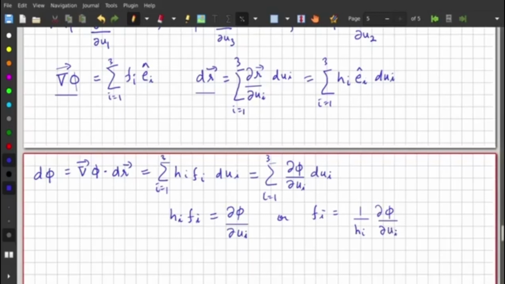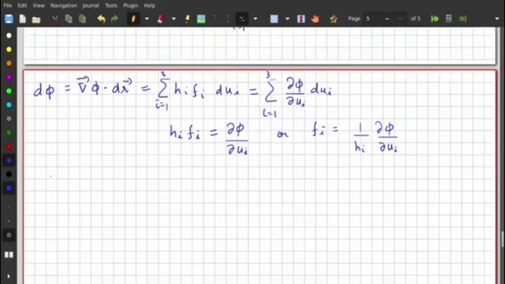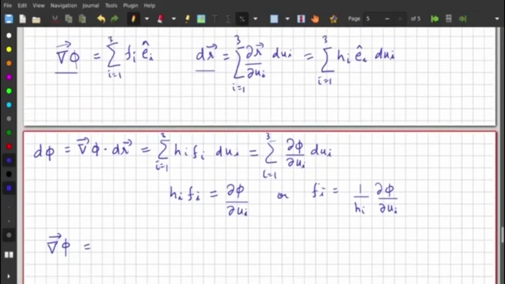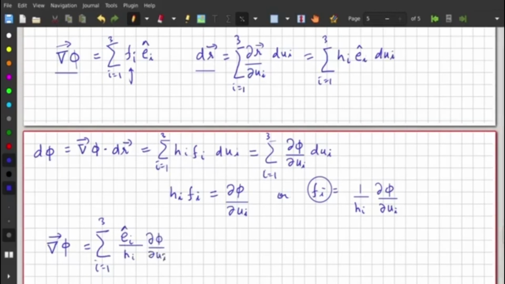Okay, so let's write the grad of phi. Grad of phi, we found out what fi is, so we can use that here. Grad of phi is the sum over i equals 1 to 3 of ei hat by hi partial phi partial ui. Okay, so that's a way of writing grad phi.